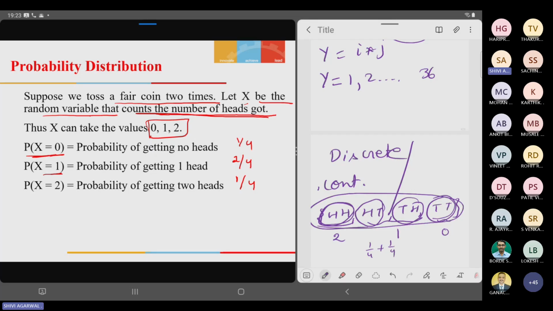That is the way to calculate probability in terms of a random variable. We are not changing the probability. We are just changing the way of representation. We are not defining the events, we are defining the random variable. That is the only thing. What is X? X is the number of heads. So HT and TH, in both cases the number of heads is 1.